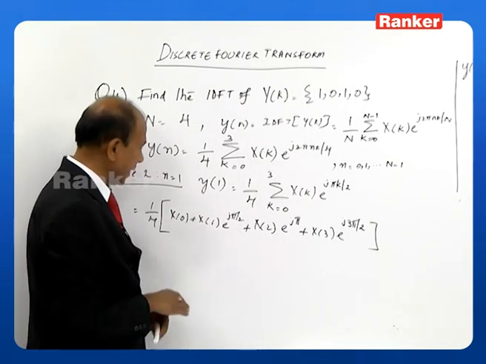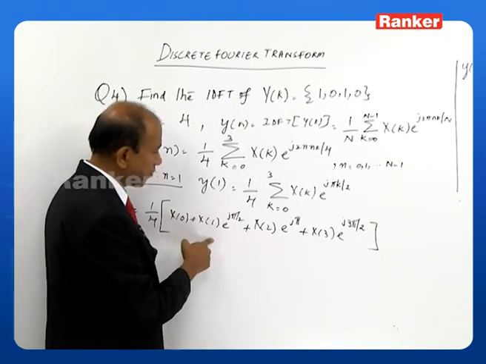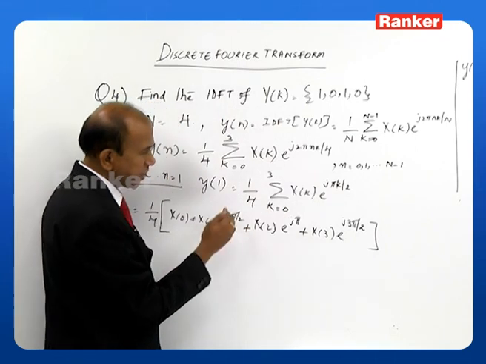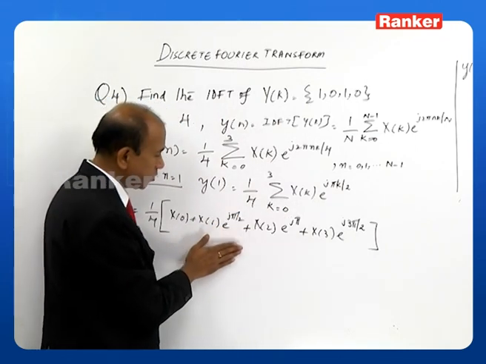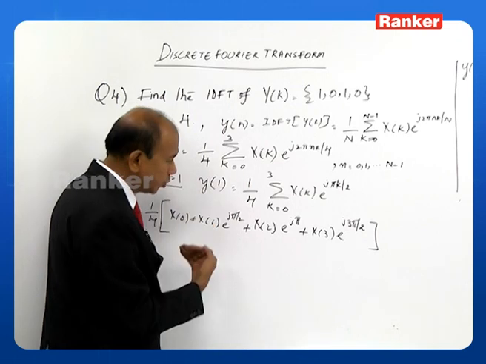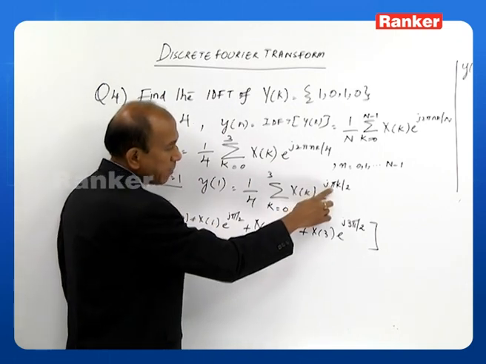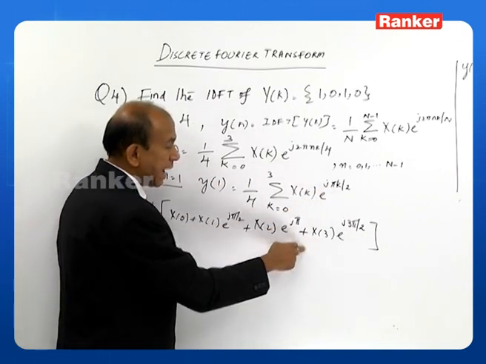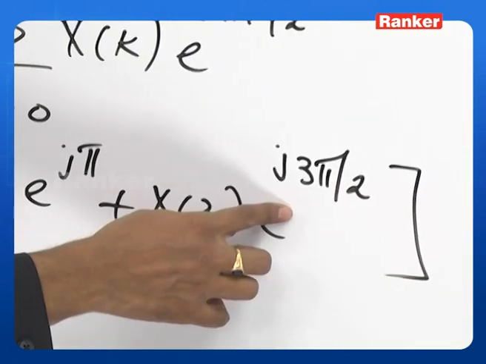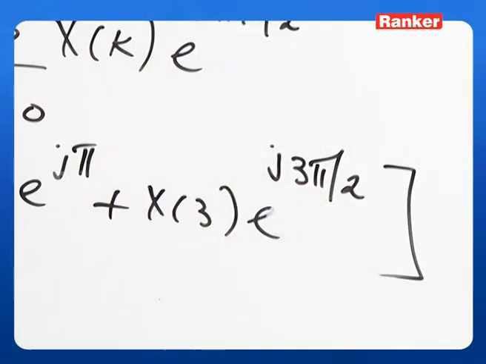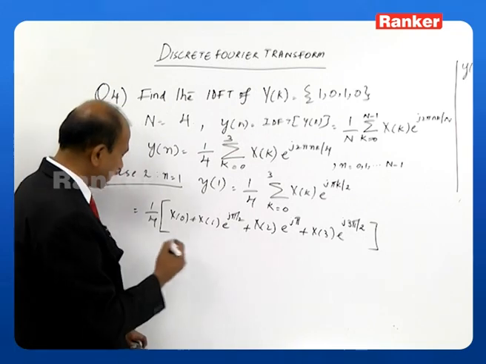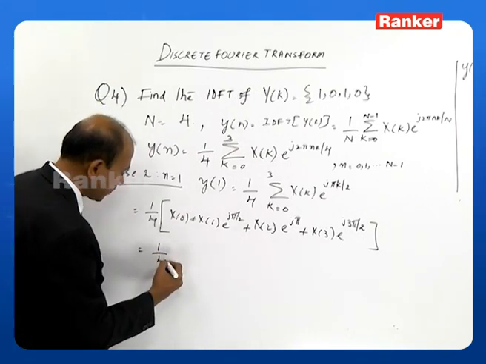So let's recheck this again. X of 0, x of 1, k is equal to 1, so this will be j pi into 1 by 2, that's j pi by 2. X of 2, k is equal to 2 here, so e to the power of j pi into 2 by 2, so that will become j pi. X of 3, k is equal to 3, e to the power of j pi into 3, 3 pi by 2. Okay, so now let us write down this expansion.